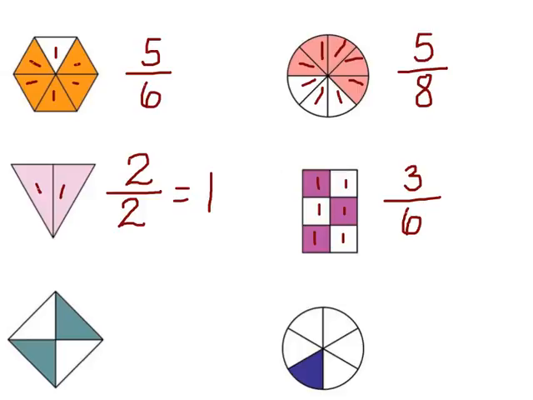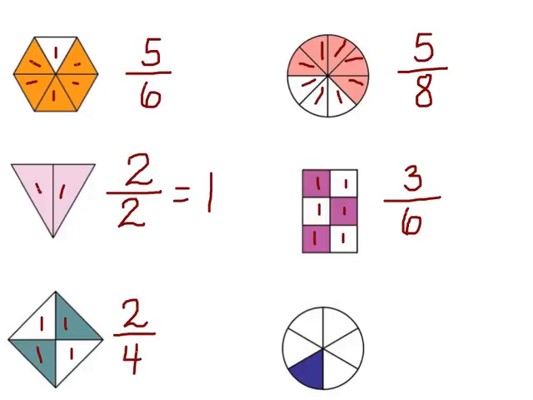In my next drawing, I see 1, 2 pieces shaded. So the number of pieces shaded is my numerator. I have 2, 3, 4 pieces in the entire drawing. That is my denominator. So I have 2/4, 2 out of 4, or 2 divided by 4.